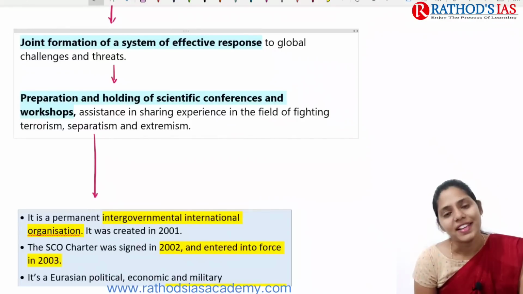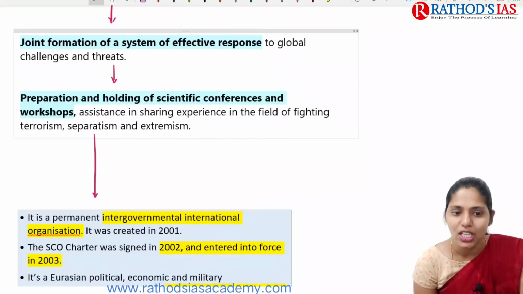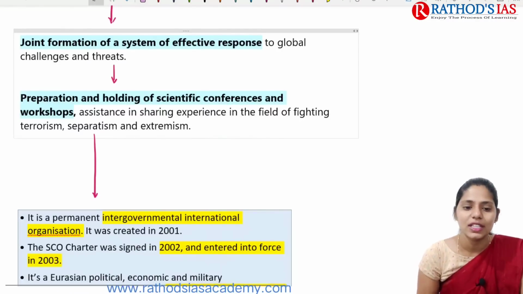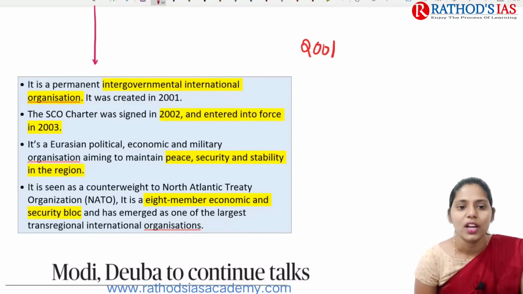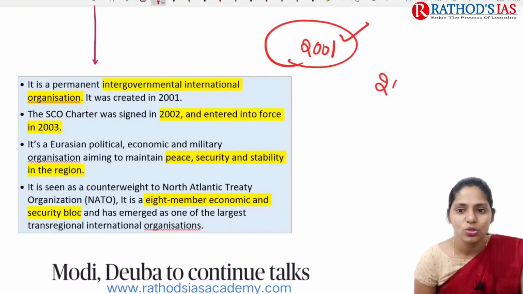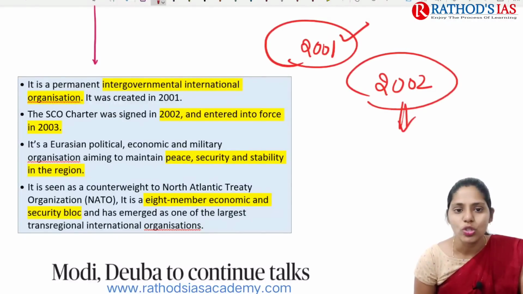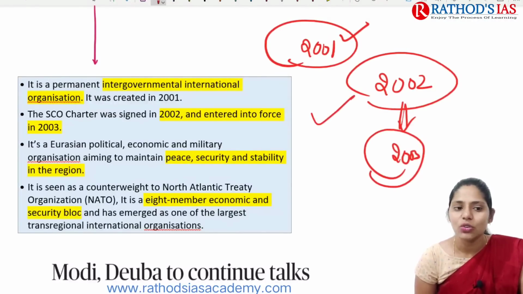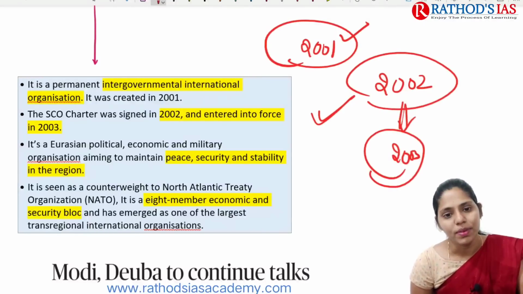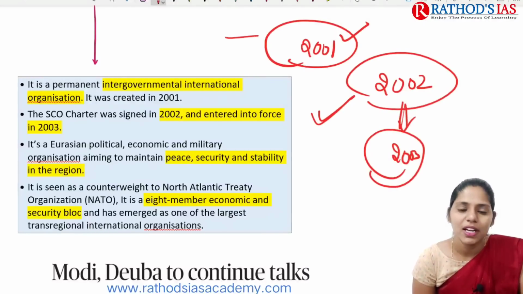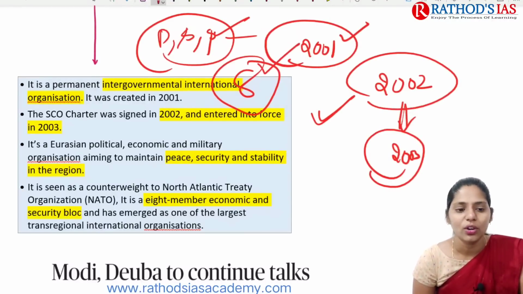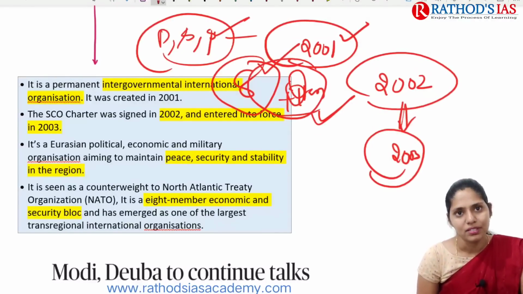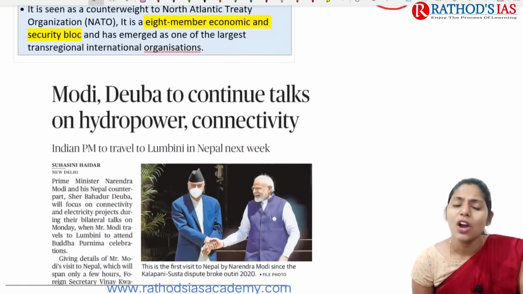So if you're talking about some facts regarding the Shanghai Cooperation Organization, it is a permanent intergovernmental international organization, mainly created in 2001. The SCO charter was signed in 2002, and finally it came into force in 2003. Actually, the SCO is a Eurasian political, economic and military organization, mainly focusing on peace, security and stability in the region. It is an 8-member economic and security bloc, and recently Iran became a full member of this SCO.